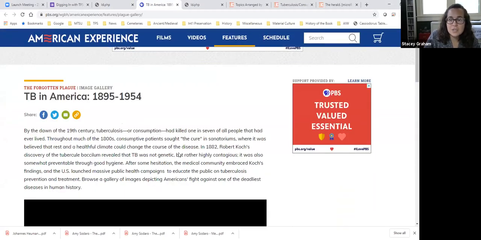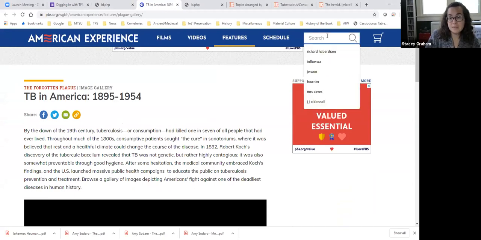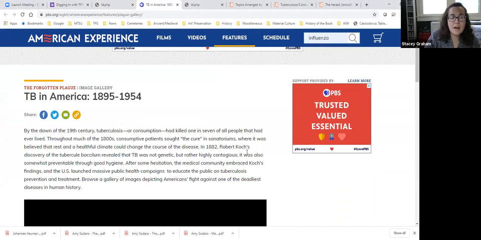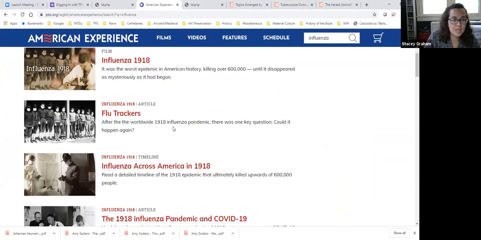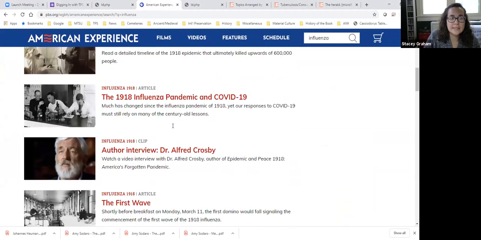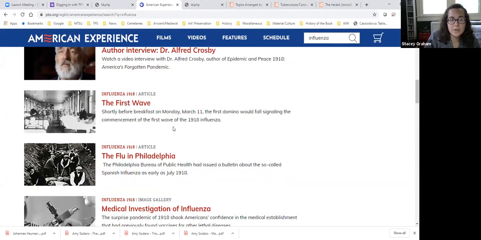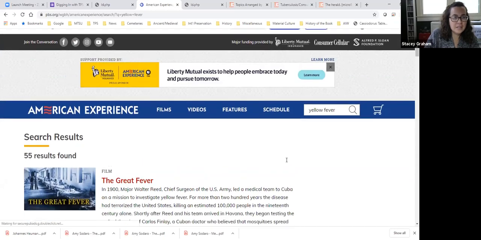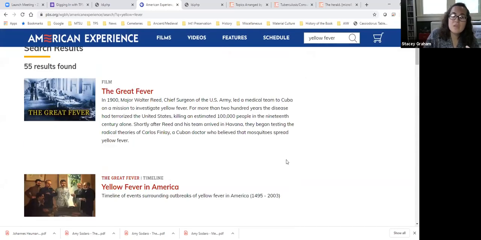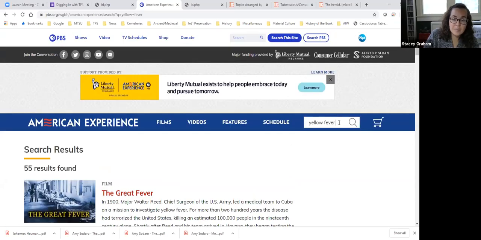In addition to the tuberculosis ones, I'm just going up to the search box right up here, they have one on the great flu of 1918, which of course has probably been passed around in social media a lot lately. A lot of articles and timelines and video clips, as well as the documentaries as a whole. They also have programs for yellow fever, which they call the great fever. So that's another resource you can use for teaching that topic.